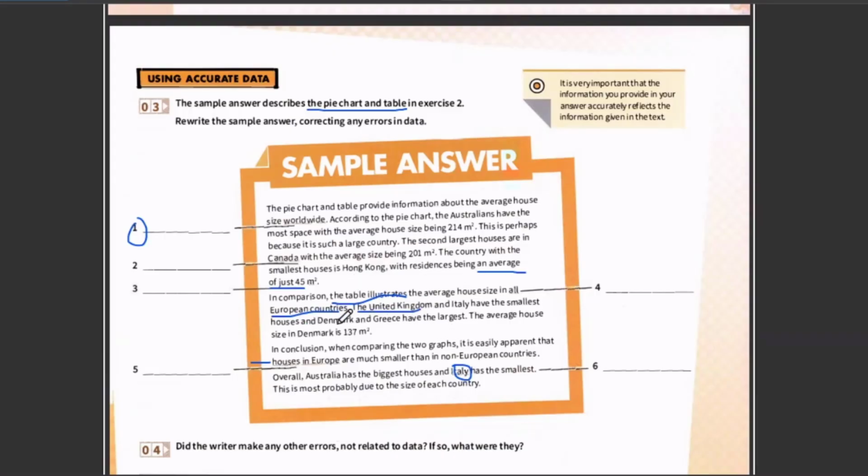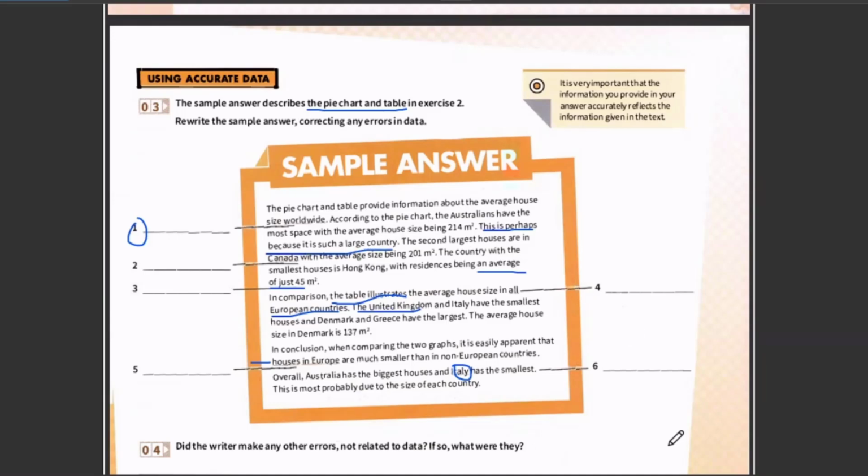If they were comparing the pie chart and the table together, and according to that the smallest houses were these, then it would have been wrong, right? But because they're just talking about the table, this is correct. Okay, let me help you out with this answer. There are no major mistakes here, but there are two opinions that the writer has included. That is, this is perhaps because it is such a large country.